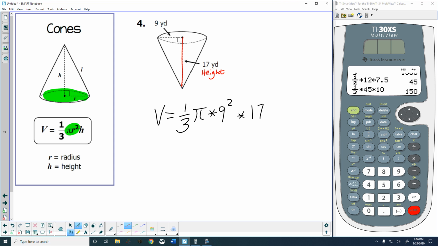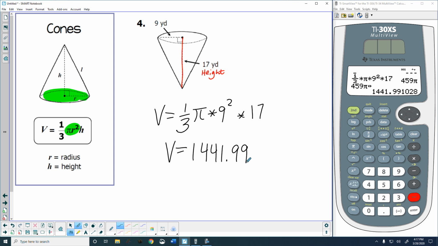So in our calculator, 1/3 times pi times radius squared multiplied by height. We get 459 pi, and if I get a decimal expansion of that, it would be 1,441.99 yards to the third power. Okay, another cone.